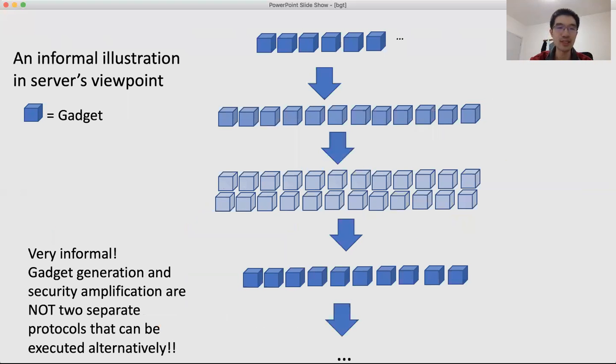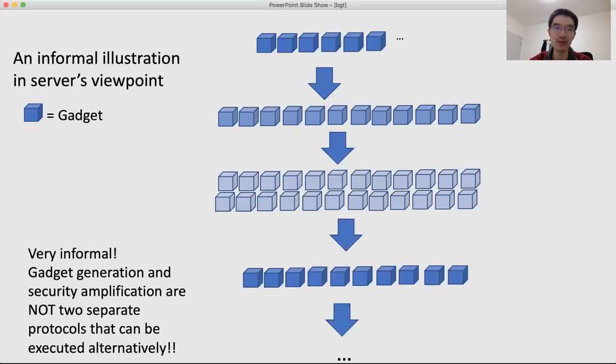A very informal illustration is as follows. First, the server will hold some gadget, which is fully secure. And both parties will go through some protocols, and the number of gadgets gets increased, but security becomes weaker. And some later protocols will give us even more gadgets at the cost of even weaker security. And finally, the number of gadgets will get increased, and security becomes fully secure again.